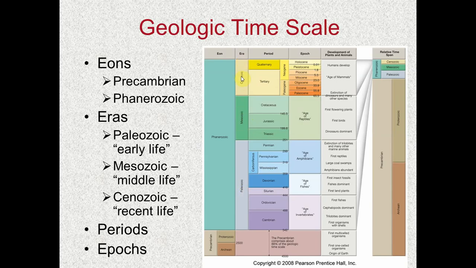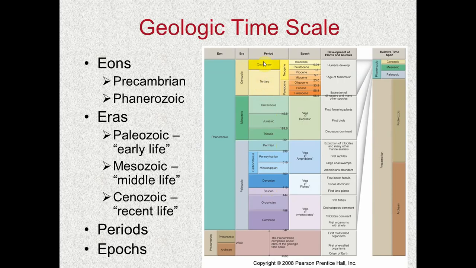Now, these eras are then broken into the 3rd division called periods. The Paleozoic is broken into the Cambrian, Ordovician, Silurian, Devonian, Mississippian, Pennsylvanian, and Permian periods. The Mesozoic is broken into the Triassic, Jurassic, and Cretaceous, and the Cenozoic is broken into the Tertiary and the Quaternary.